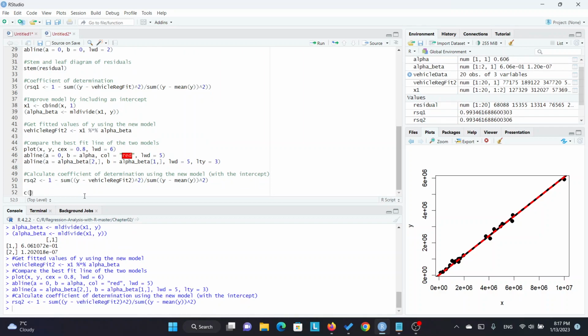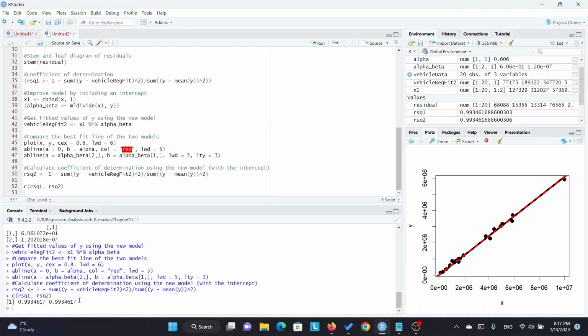Now let's see if we had any improvement. If we compare RSQ1 to RSQ2, remember RSQ1 is the coefficient of determination using the model with no intercept, and RSQ2 is the coefficient of determination using the model with the intercept. As you can see, RSQ1 and RSQ2 are both similar, or equal as a matter of fact. That tells me that introducing the intercept to our initial least squares regression model had no improvement in our model fit.